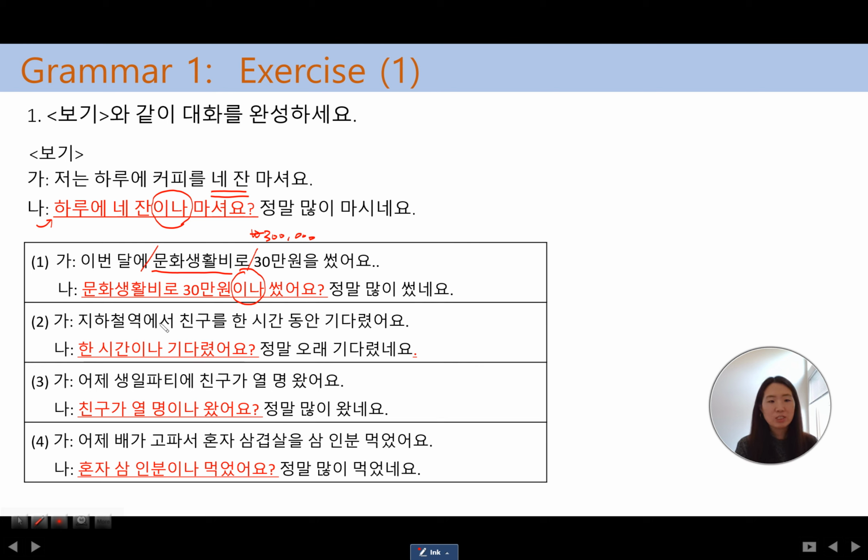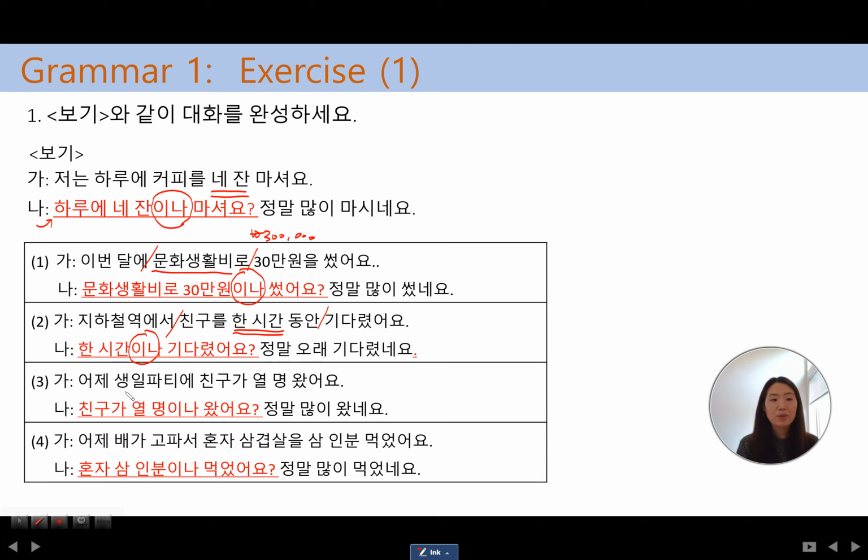Number 2. 지하철역에서 친구를 1시간 동안 기다렸어요. At the subway station, I waited for my friend for 1 hour. 1 hour is a long time. So the other person says, did you wait 1 hour? A lot more than I expected. 1시간이나 기다렸어요? 정말 오래 기다렸네요. You really waited for so long.